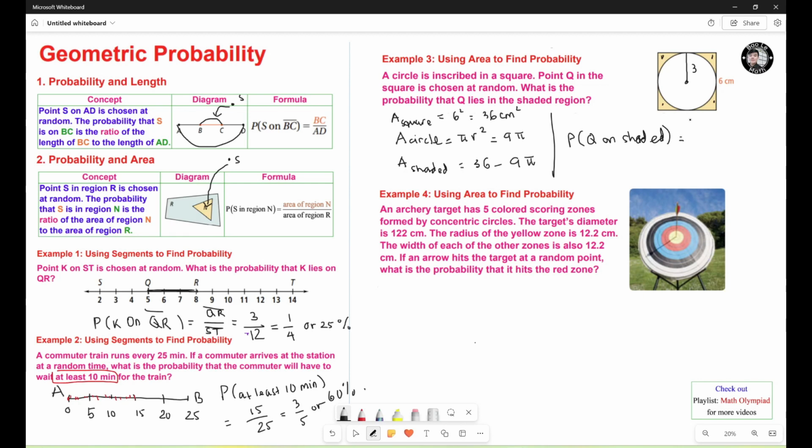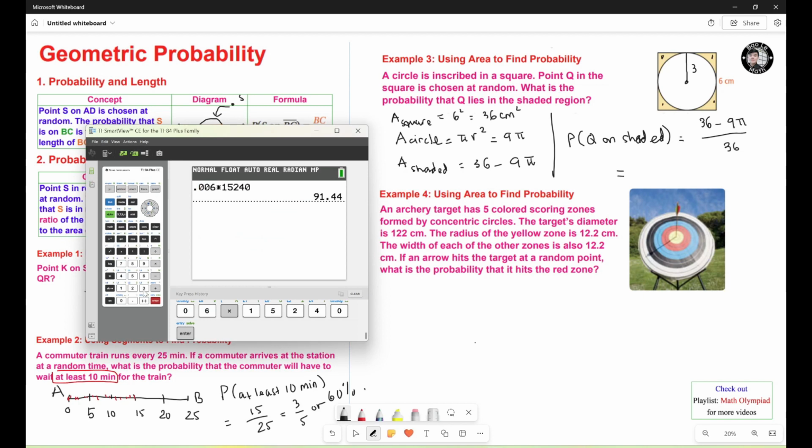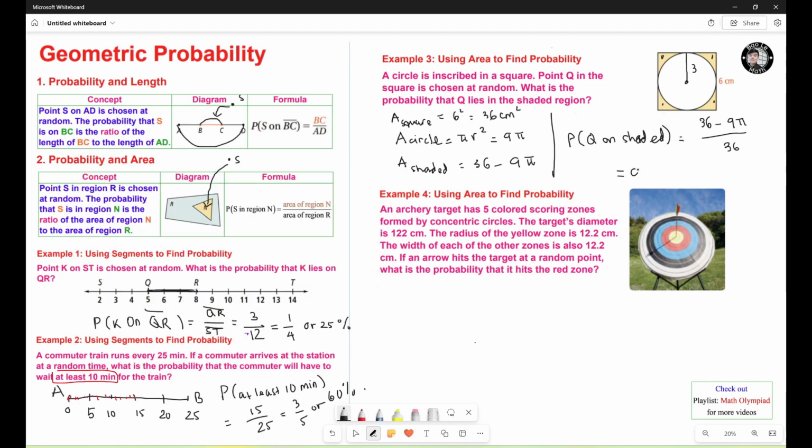Now the probability for point Q to land on the shaded region is going to be equal to 36 minus 9 pi, divided by 36. Alright, bring up the calculator. You have 36 minus 9 times pi equal to 7.7. And you take this one and divide by 36, and it's going to be 0.21, or 21%. Now let's move on to example number 4.